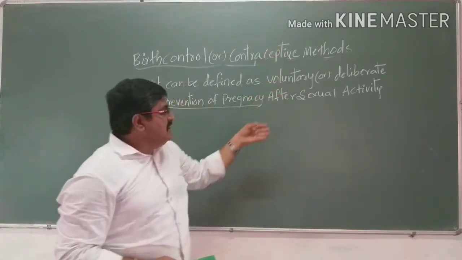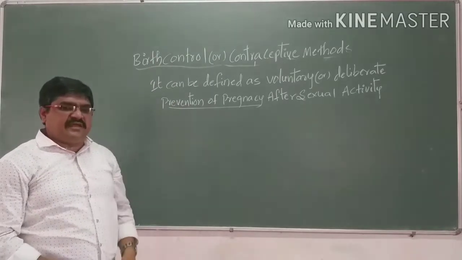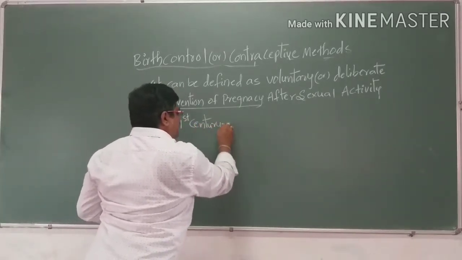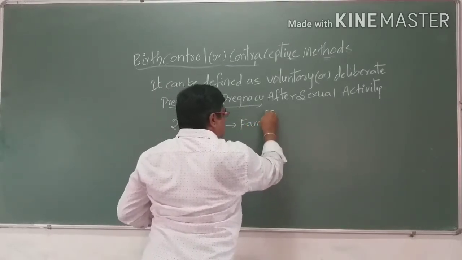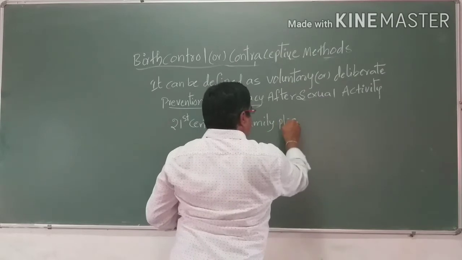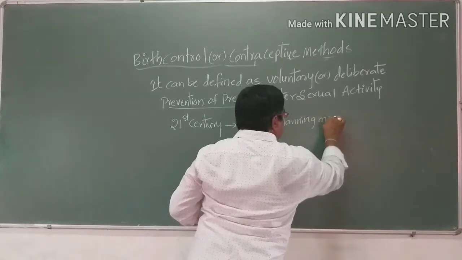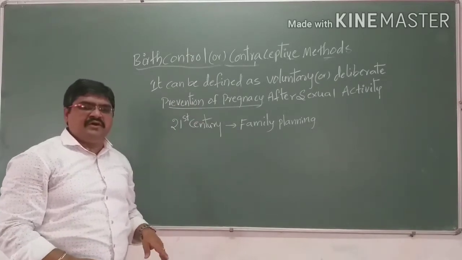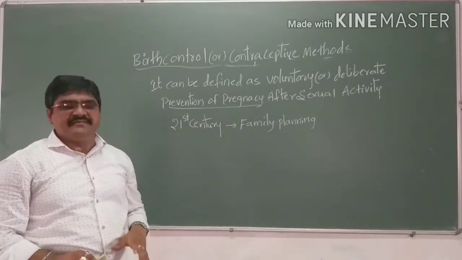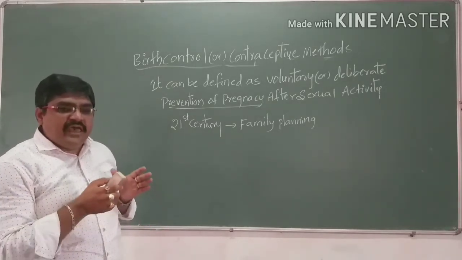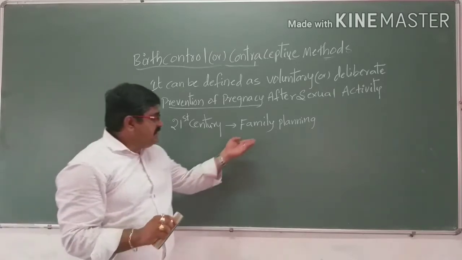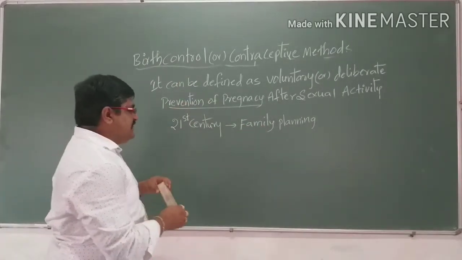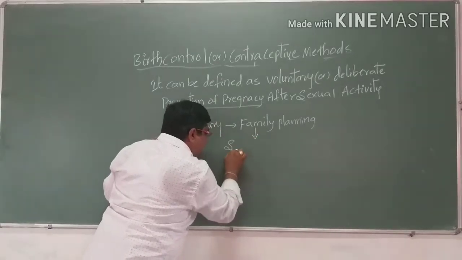In the 21st century, family planning methods were produced. Family planning means producing small families, not large families, so the gap should be maintained from one child to another child. This takes place in family planning methods. These family planning methods are birth control methods. They are also called spacing methods.